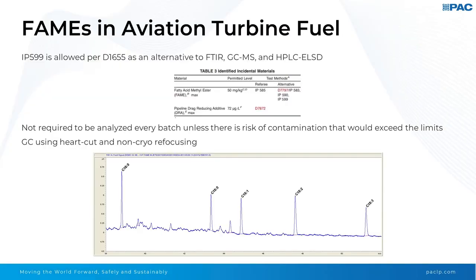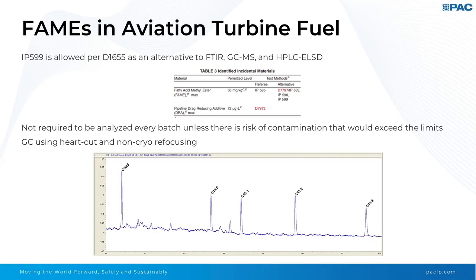For FAME in aviation turbine fuel, we are referring to the IP599 method. This is the test method to analyze FAME traces in jet fuel using GC. As per the D1655 standard specification for aviation turbine fuel, IP599 is allowed to be used as an alternative to IP585, which is a GC-MS method. So this is not required to be analyzed every batch unless there is risk of contamination that would exceed the limit. Our FAME in aviation turbine fuel analyzer offers the best return on investment, and best precision and accuracy due to the FID detector used.